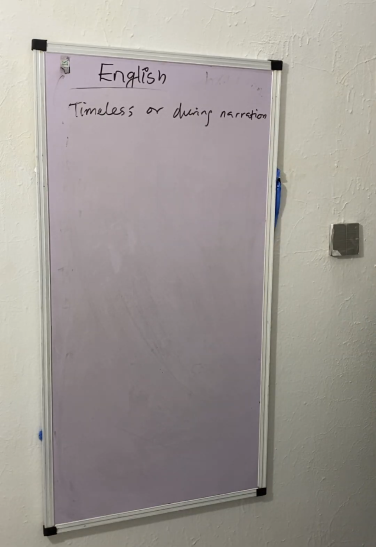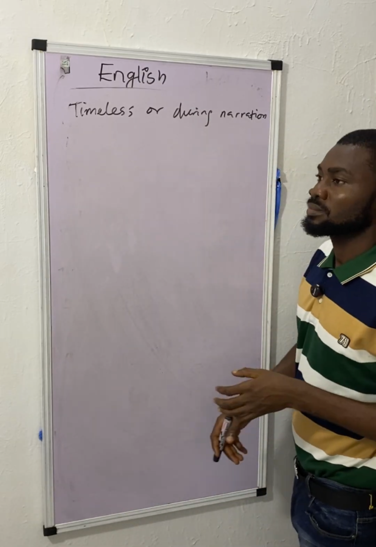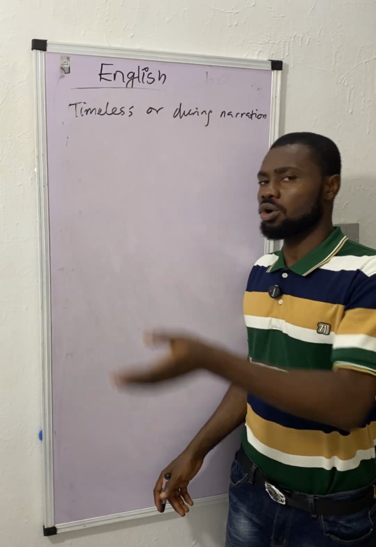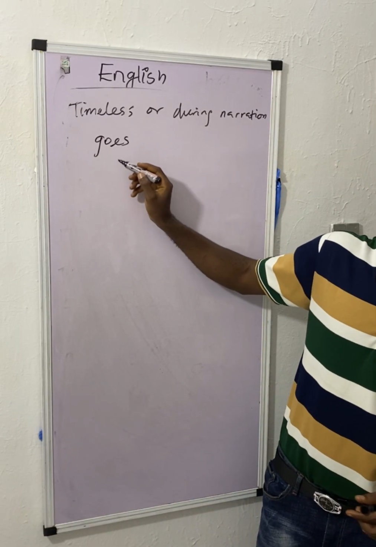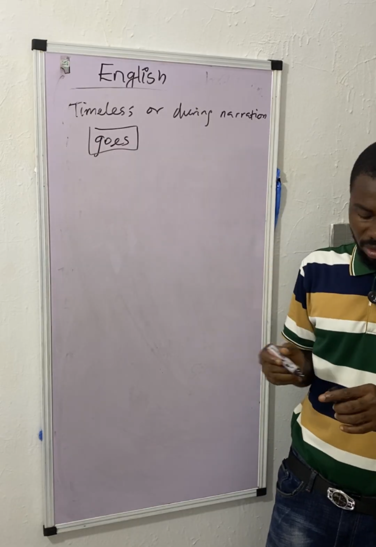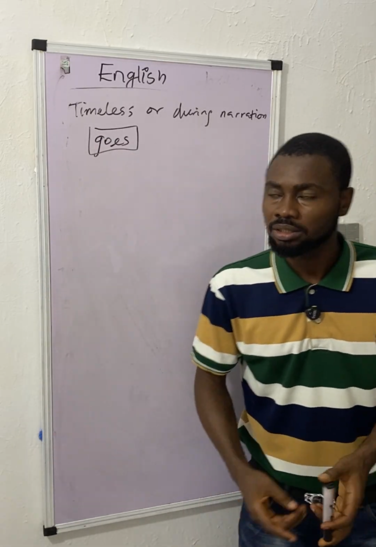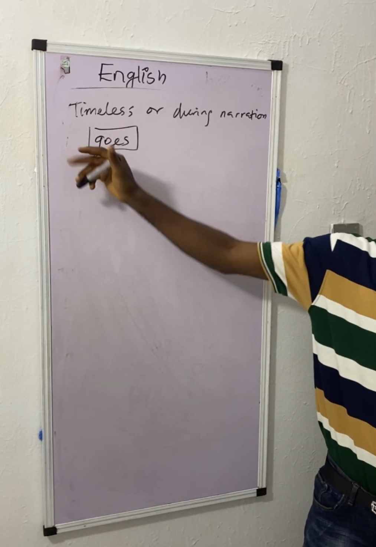What does it mean that a speech is timeless? It has no time limit. For example, you can say, he goes to work. Goes. He's timeless. He has no limit. He goes to work. There he goes again. No limit. We are not seeing any signal, any stop.